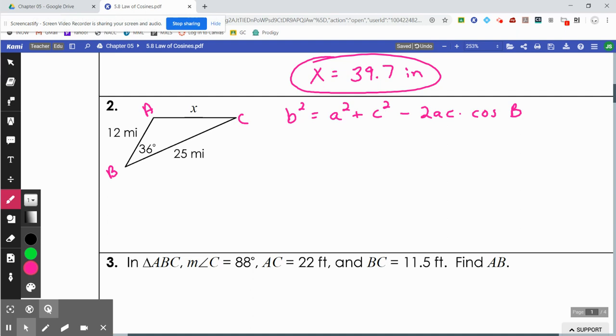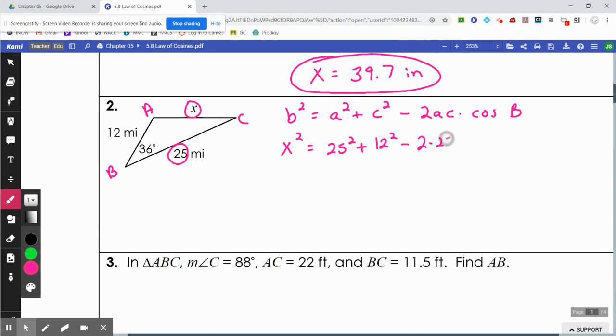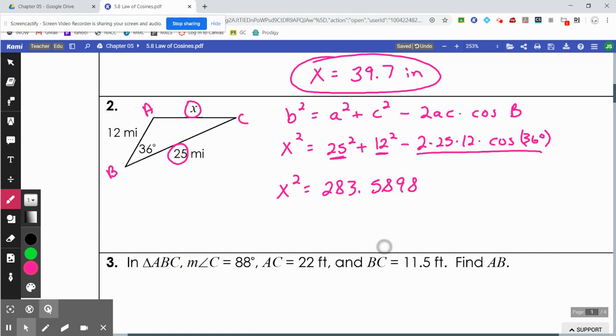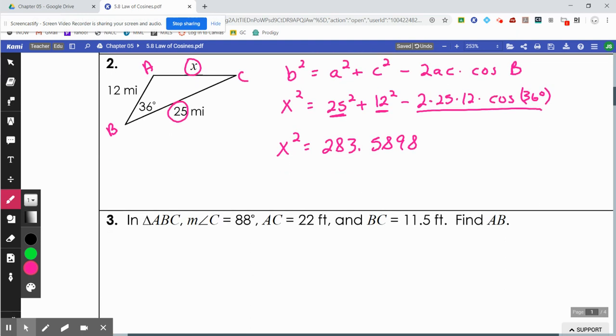Let's plug in everything we know. We're missing our small b. So we're going to have x squared equals. Our small a is across from angle A, so 25 squared plus small c is 12 squared minus 2 times 25 times 12 times the cosine of angle B, which is 36 degrees. Again, three terms, square it, multiply it all together. And you're going to get x squared is equal to 283.5898. To get rid of a square, we're now going to square root, and you should get x is about 16.8, and that is in miles.